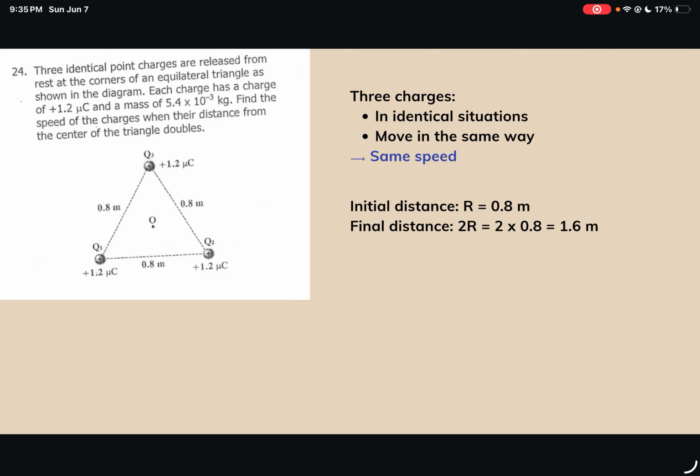Since all three charges are in identical situations, they move in the same way and therefore have the same speed. Let r be the initial distance between charges. Since the triangle remains equilateral throughout the motion, when the distance from the center doubles, the distance between any two charges also doubles and becomes 2r.